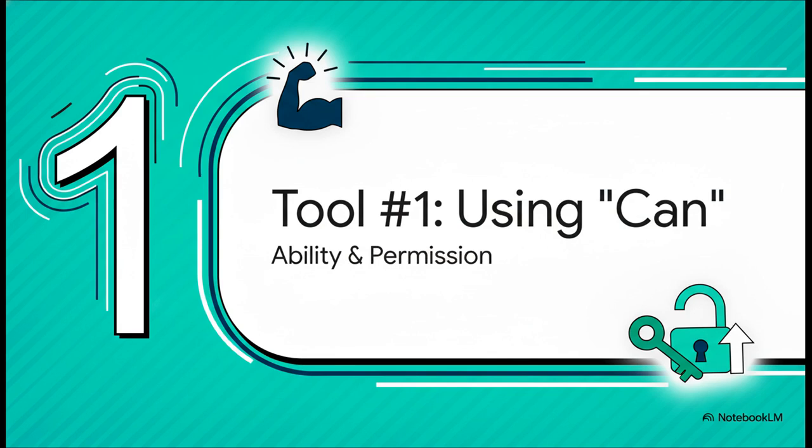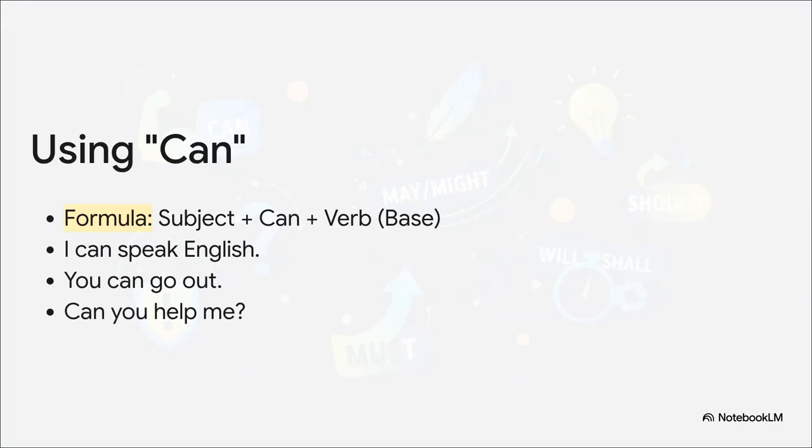Okay, first tool out of the box, can. This is your go-to for two main jobs. First, for ability, what you are able to do. And second, for permission, what you are allowed to do. Simple. And look how easy the formula is. It's just subject plus can plus the basic verb. So for ability, you've got I can speak English. For permission, you can go out. And if you want to ask a question, you just flip it around. Can you help me? See? So simple, so clean, so effective.